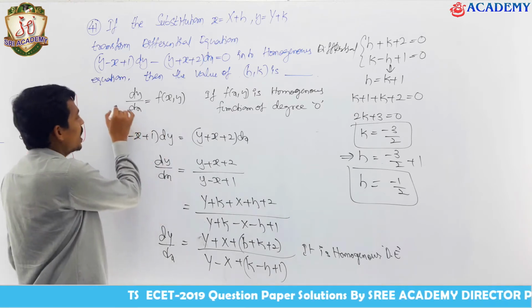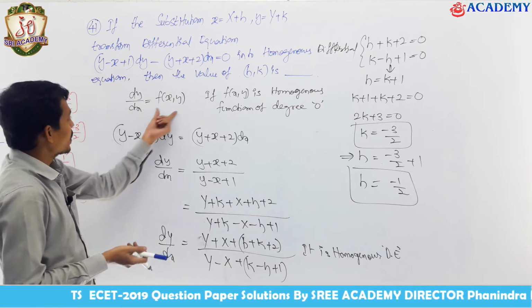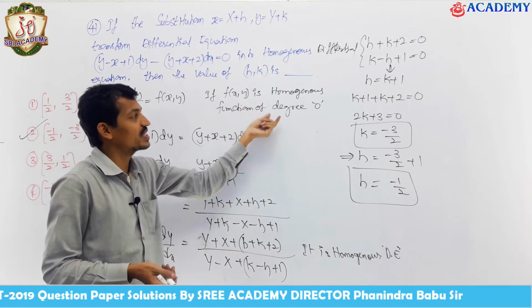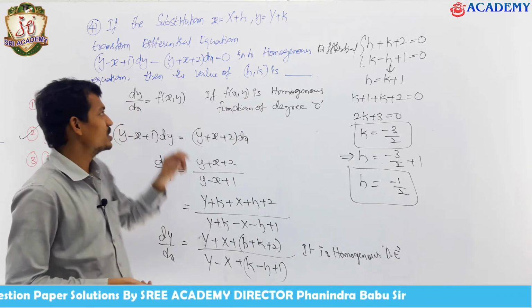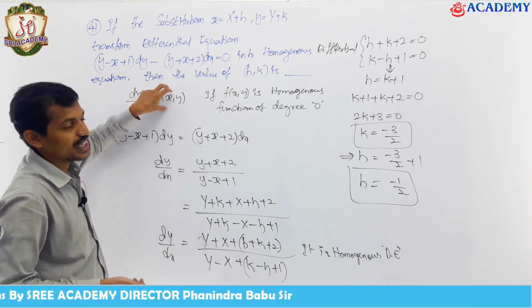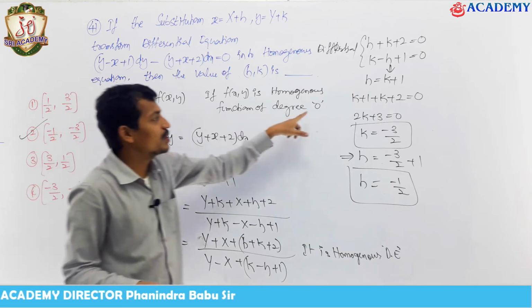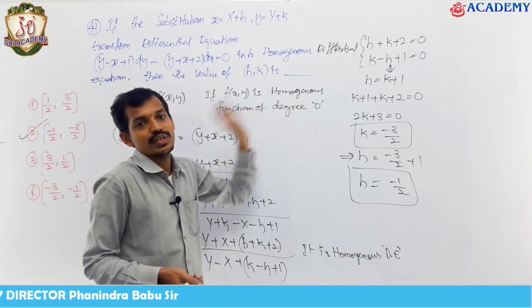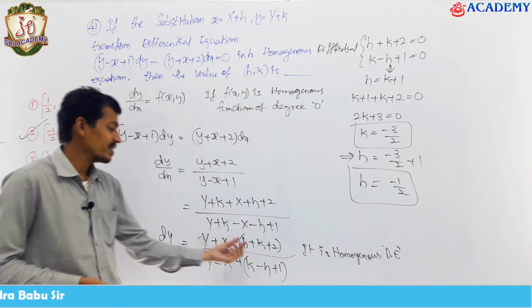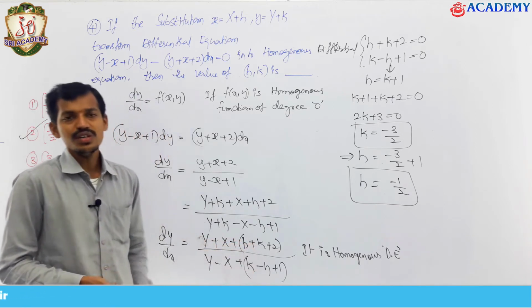Here, to say a homogeneous function, whatever the function is going to be, it is a homogeneous function of degree 0. Homogeneous function means numerator and denominator, both numerator degree and denominator degree are equal. Then only you will get degree 0, right? That's why we are saying numerator degree and denominator degree are both equal. That's why we are equating these constants to 0.